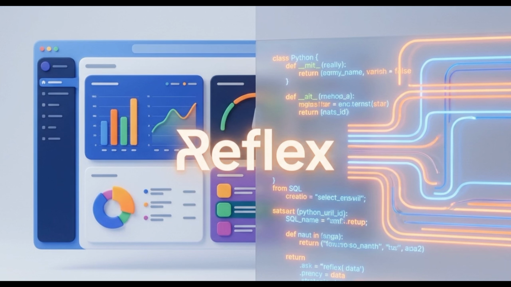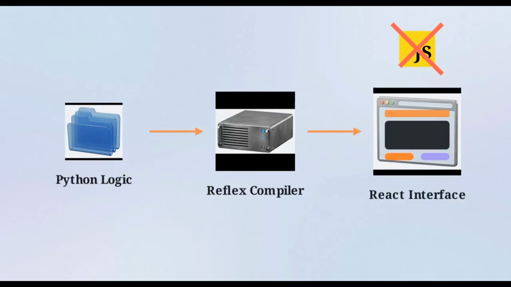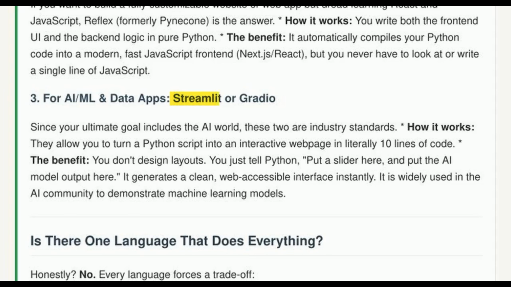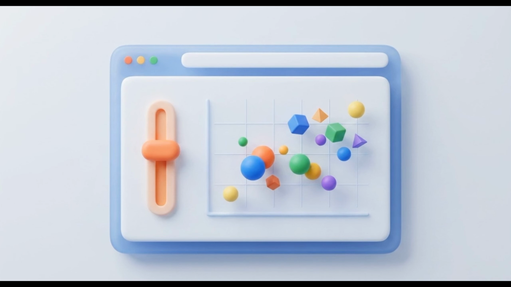For full-stack web development, you use Reflex. You write both your front-end user interface and your back-end logic in pure Python. Reflex silently compiles all of it into a high-performance React web application, letting you bypass JavaScript. Looking at the third option in this document, Streamlit is the industry standard for AI and data applications. It eliminates manual front-end layout design entirely. You simply tell Python to put a slider here and the AI model output there, and it generates an interactive, web-accessible interface instantly.